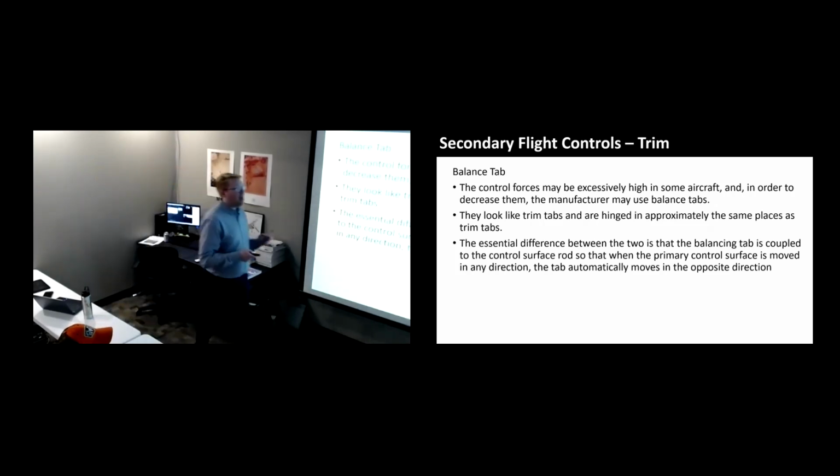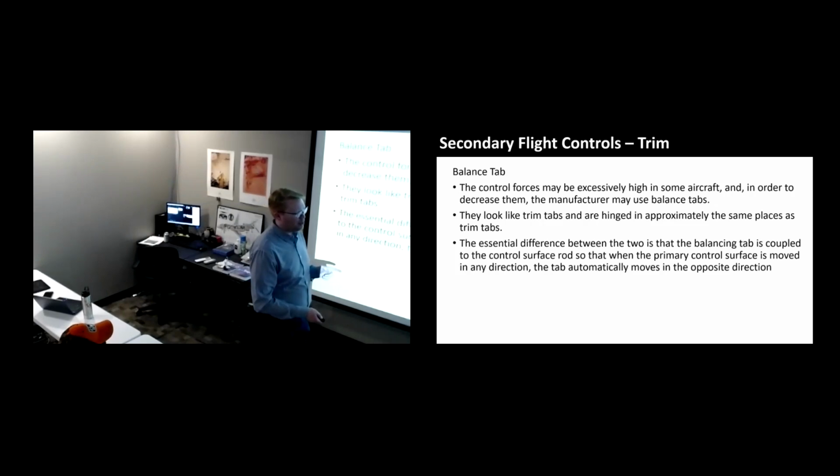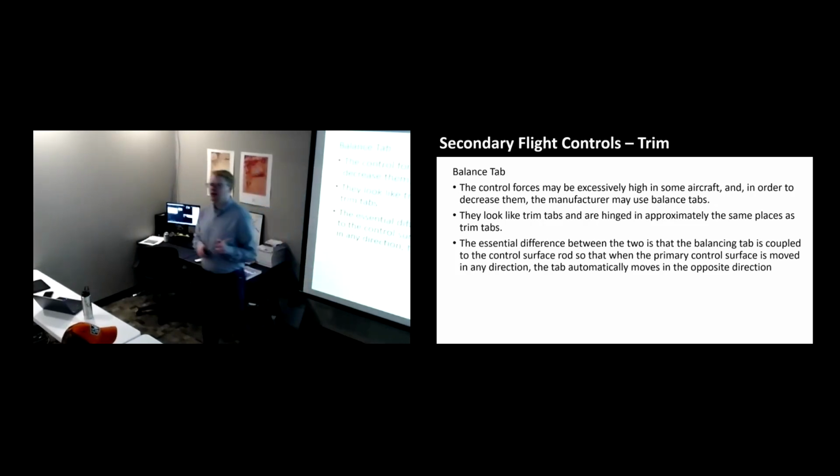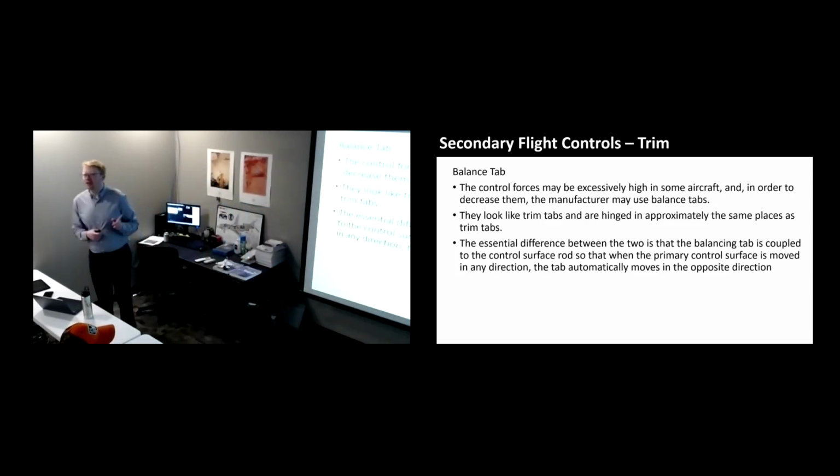Another one is a balance tab. I don't have an example of a balance tab. You usually find them on ailerons, but I know we have airplanes in the hangar with them. Essentially what you get is, sorry, I'm not on camera here for a second, the trailing edge of the aileron will have a little piece of metal that holds out on the backside. So it'll just sit here permanently. That is a balance tab.